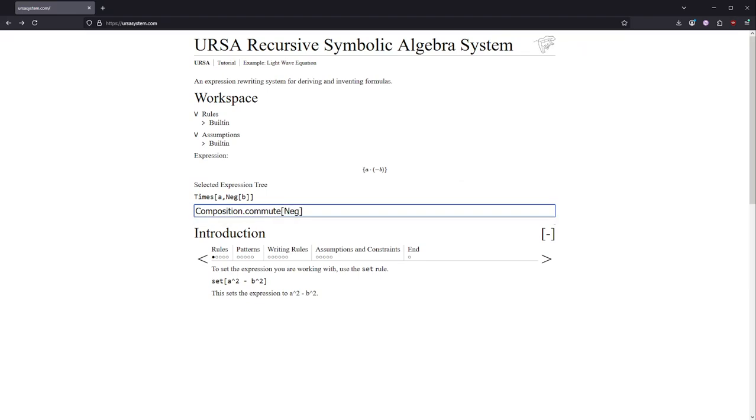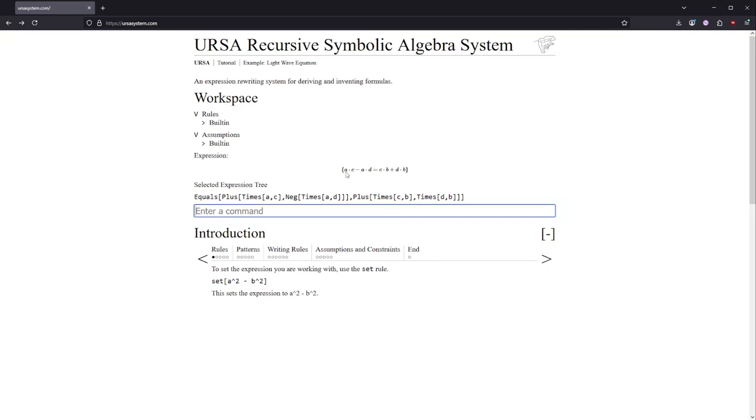So if I say commute neg, as you can see here, we have times a with neg of b in this flat expression tree form. So we want to pull the neg out. If I run composition.commute neg, it pulls the neg out, commutes the neg with the times. So now getting back to our expression, we can run that bottom up too. Bottom up commute neg. Now we have a times c minus a times d.